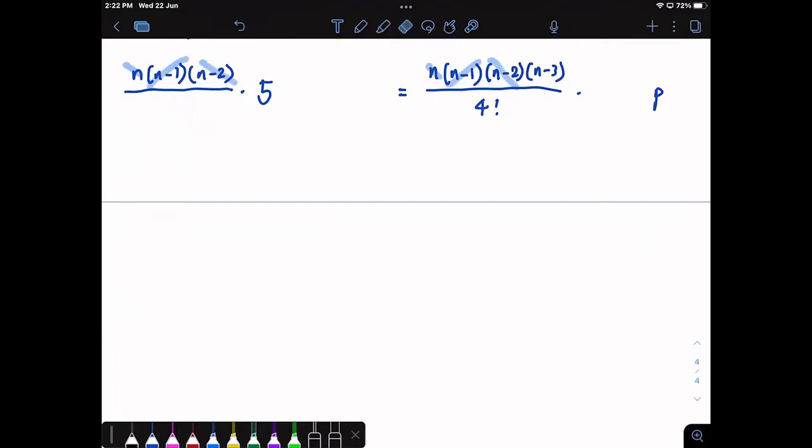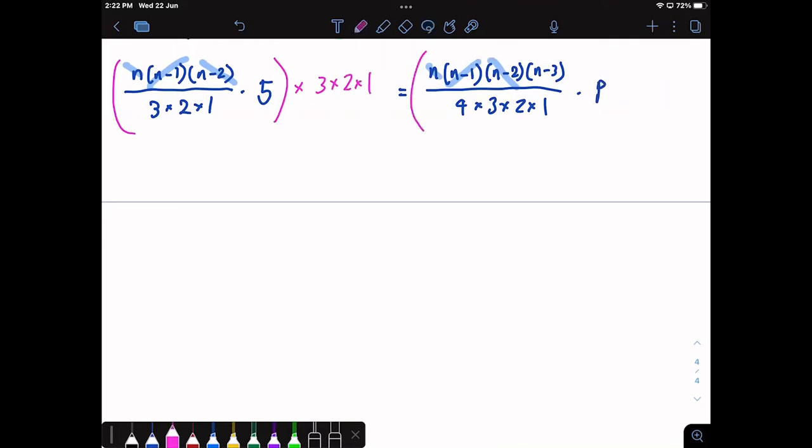3 factorial, I'm going to rewrite as 3 times 2 times 1. 4 factorial, 4 times 3 times 2 times 1. Anything else to cancel? How about if I multiply by 3 times 2 times 1? Then I have to do it on the right-hand side as well. Anything to cancel now? Yes, exactly. Good. So cancel.